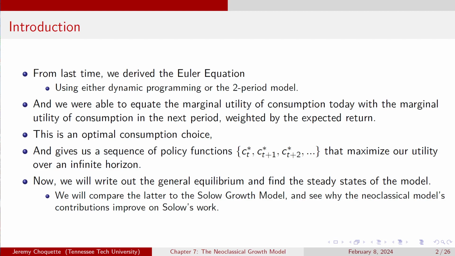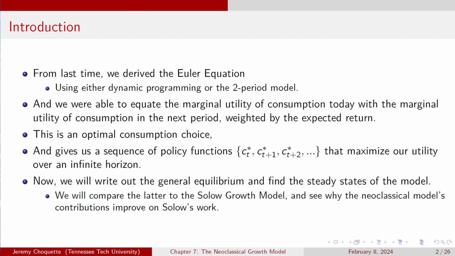Anyways, so what were we able to do with the Euler equation? Well, it equated the marginal utility of consumption today with the marginal utility of consumption in the next period weighted by the expected return, right? So that gave us a solution to the consumption-savings problem, which can then give us a sequence of policy functions like C_t star, C_t+1 star, C_t+2 star, all that would maximize the agent's utility over the infinite horizon.